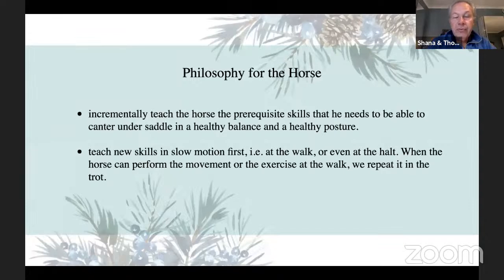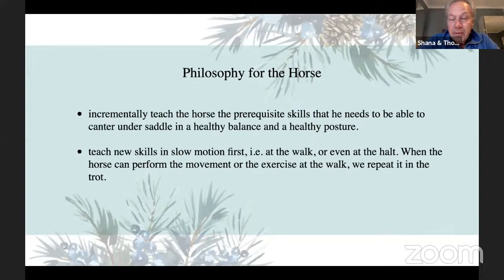Yeah, so in terms of the horse, the philosophy is to incrementally teach him the prerequisite skills that he needs to be able to canter under saddle in a healthy balance and posture. And one good approach is to teach the new skills in slow motion at the walk or even at the halt. And when the horse can perform the movement or the exercise at the walk, then we repeat it in the trot.